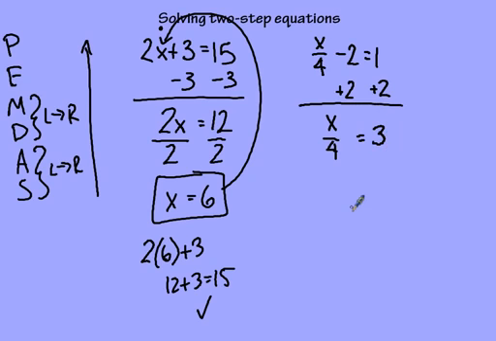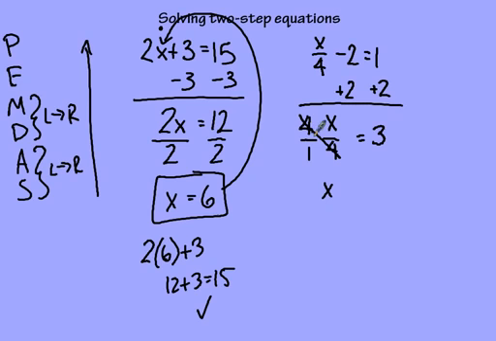Now, any more addition and subtraction? Nope. Do I have multiplication? No, I do not, but I do have division. How do we undo division? How do I get rid of this 4? I'm going to multiply by a 4 over a 1, right? And these will reduce to a 1, and now I'll just have x over here.